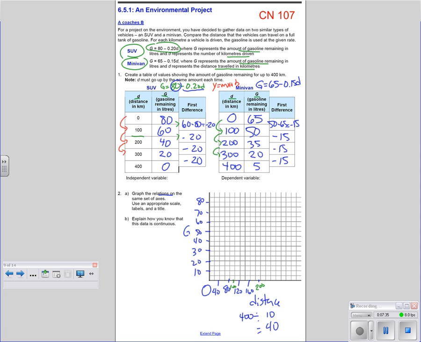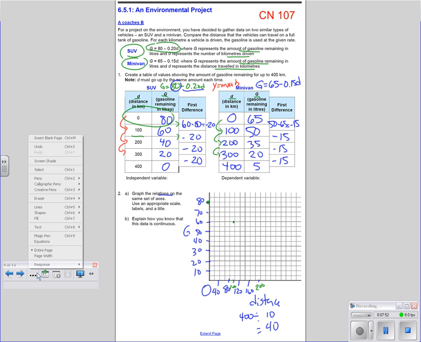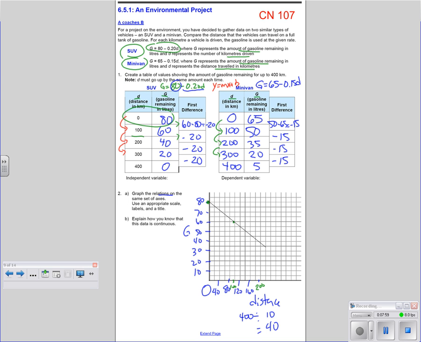So for a distance of 0, the first point is supposed to be 0, 80. I'll use green to talk about the SUV. So 0 and 80, that's my starting point. At 100, I'm supposed to have 60 kilometers remaining. Okay, and I know it's a line, so I can actually just use my linear relationship line tool to graph the rest of this, from here to there and onwards until we hit the bottom.